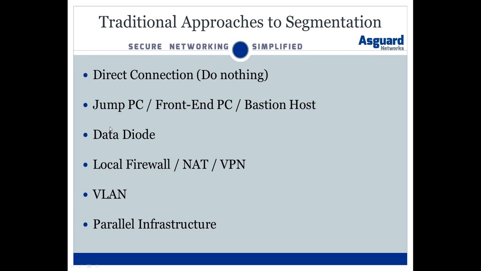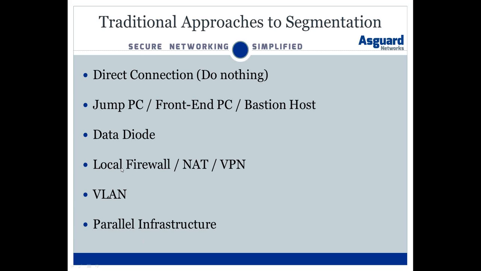The data diodes, I think we're very familiar with these. These are great technology. They've been used for a long time in defense and industrial environments to physically limit network connectivity to a single direction. They often require some kind of application proxy to turn inherently bidirectional traffic into unidirectional traffic, and that can make the installation and application of data diodes challenging and expensive.